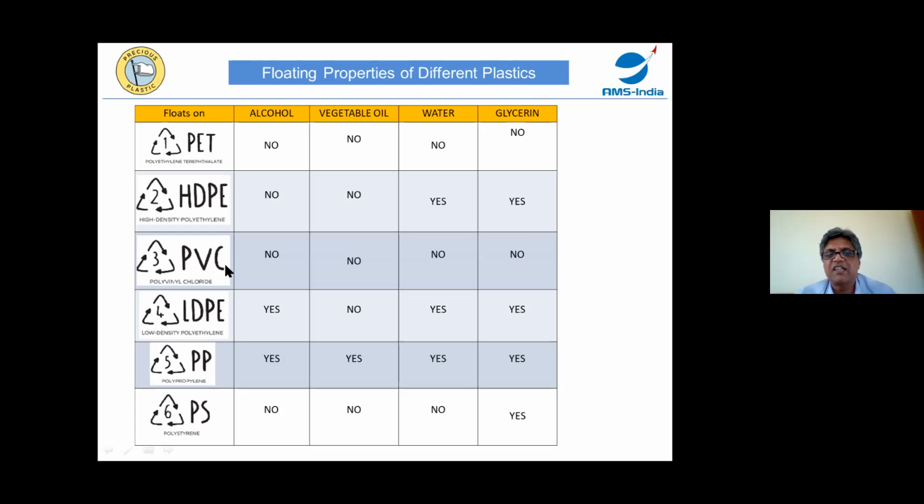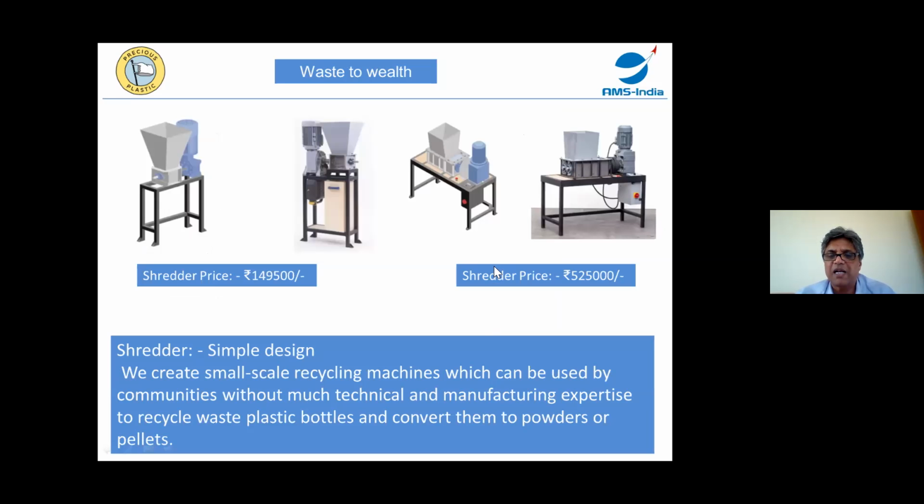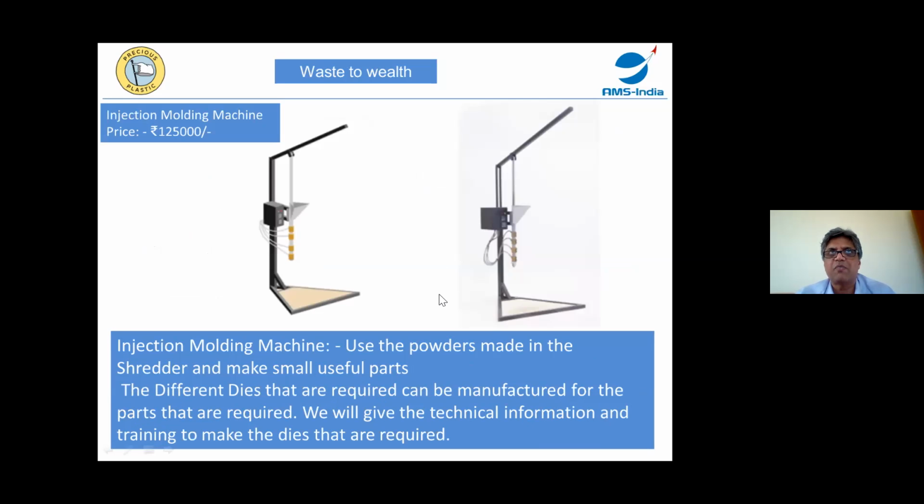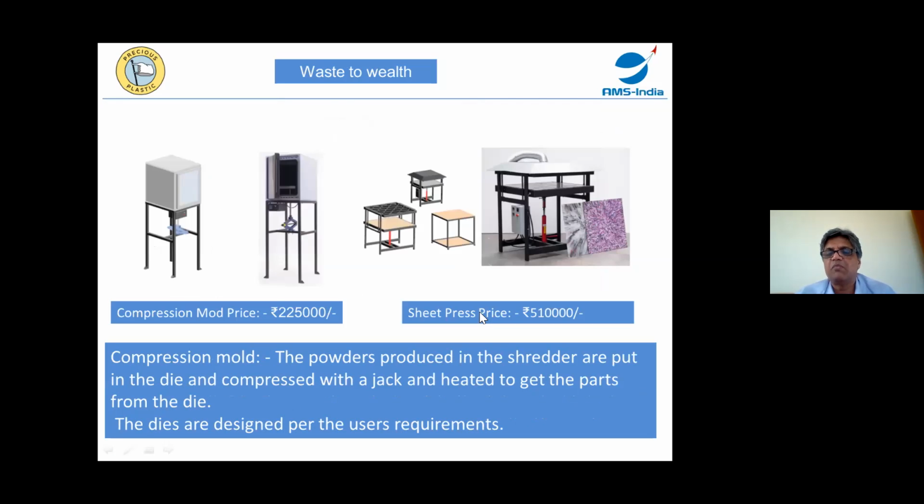Then you can mix it color wise, you can mix it in different ways, and then you can actually put it in the sheet press for making parts. You put it in an injection molding press like this to make parts. We'll give you the dies, or you can make the die on your own. You can use it to make different parts, and this is all made in the house. You can make it in your houses. You don't need anything else. We'll give you the circuits, we'll give you everything to do.